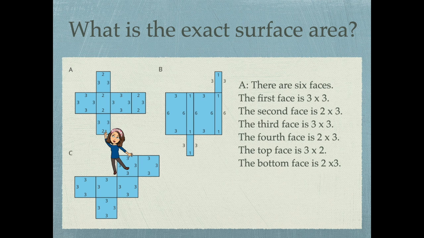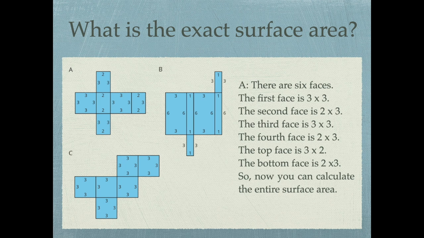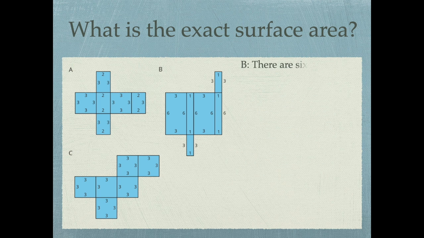So I have done all the areas of all the faces, but I'm not done yet. I have to do the last step. I need to calculate the entire surface area. So that means I add 9 plus 6 plus 9 plus 6 plus 6 plus 6. And that gives me 42. Let me break that down for you a little differently on B. On B, there are 6 faces.